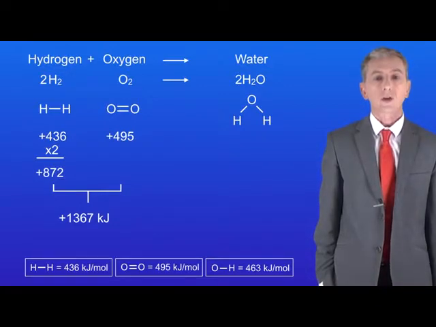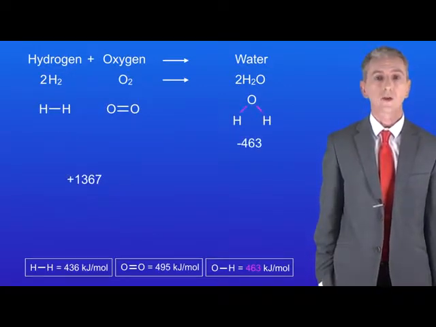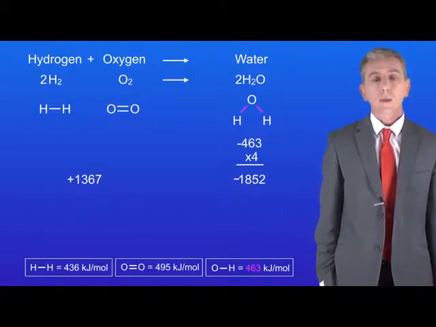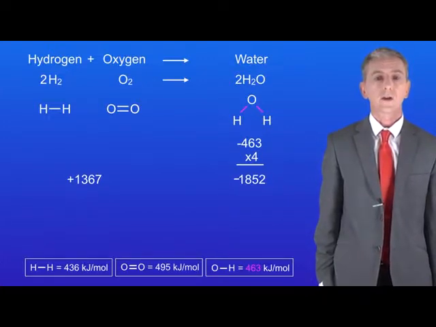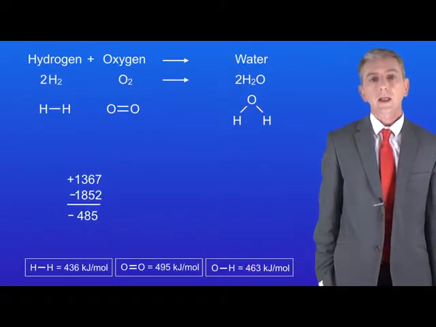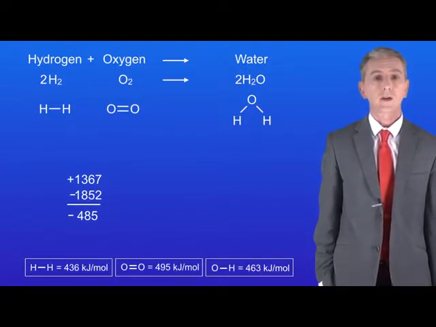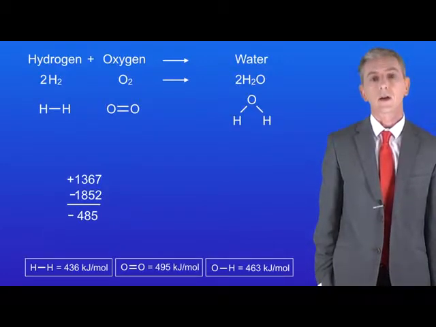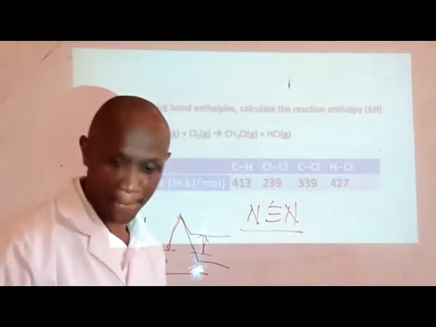The bond energy for an oxygen to hydrogen bond is 463 kilojoules per mole. We need to make this negative because we're making this bond, and making bonds is exothermic. Each water molecule has 2 of these bonds, and we've got 2 molecules of water. So we've got 4 of these bonds in total. Multiplying minus 463 by 4 gives us a total energy value of minus 1,852 kilojoules. To calculate the overall energy change, we subtract 1,852 kilojoules from 1,367 kilojoules, giving us a total of minus 485 kilojoules for the reaction. There we are.